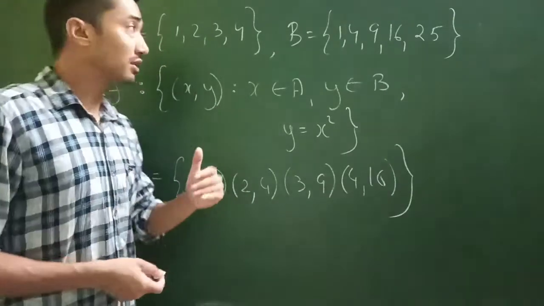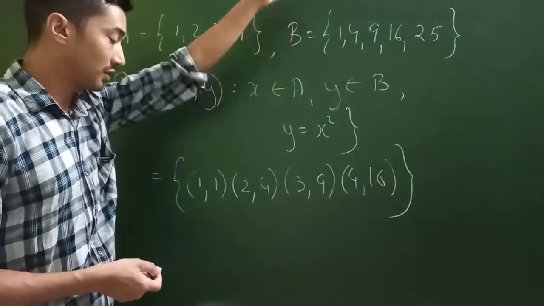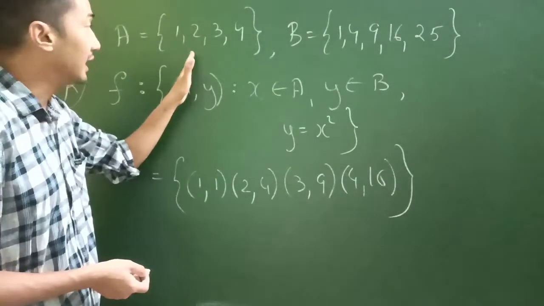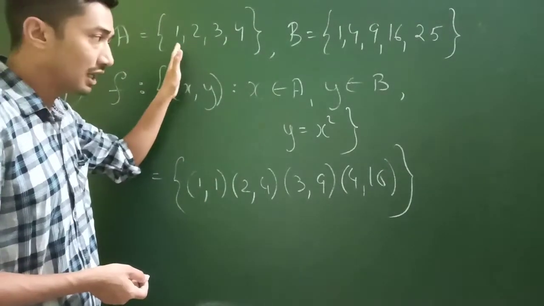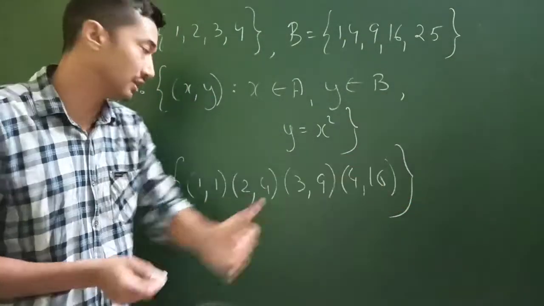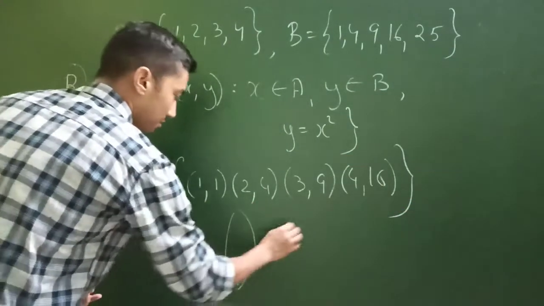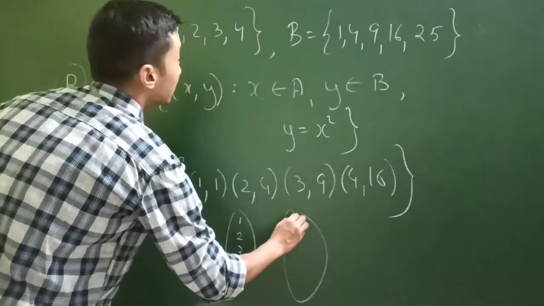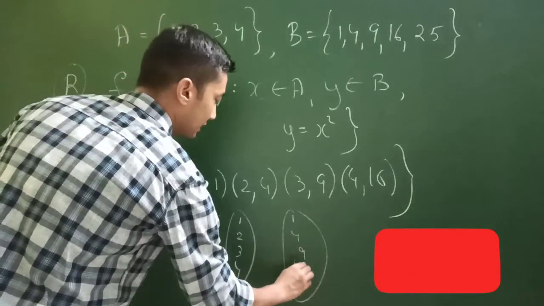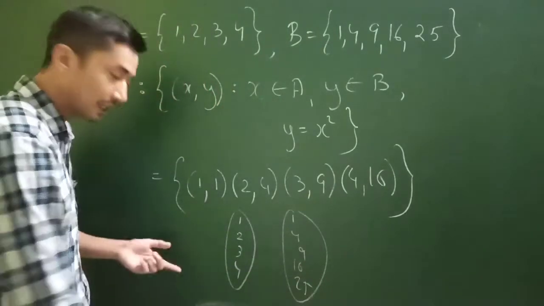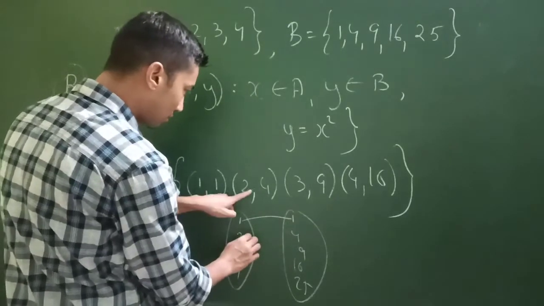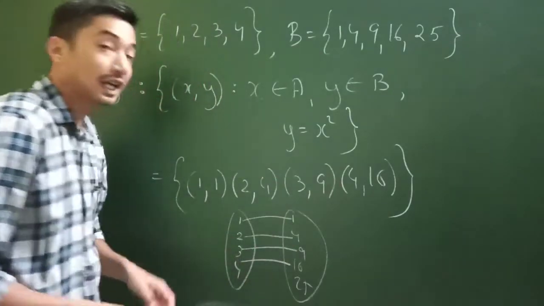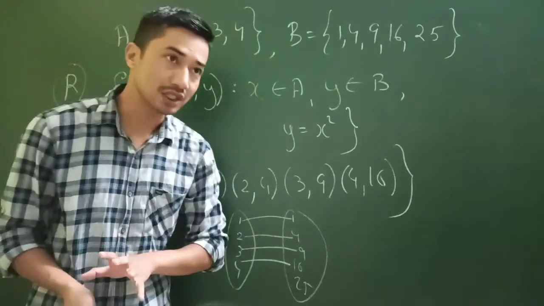Now you see, when you go for the Cartesian product of sets, we get many elements, isn't it? So forget about that. Here you will see that every element in the set A corresponds to just one element. If you go for a Venn diagram, it's 1, 2, 3, 4, and the second set is 1, 4, 9, 16, 25. So 1 corresponds to 1 only, 2 corresponds to only 4, 3 corresponds to only 9, 4 corresponds to only 16. And that is exactly the definition of a function.